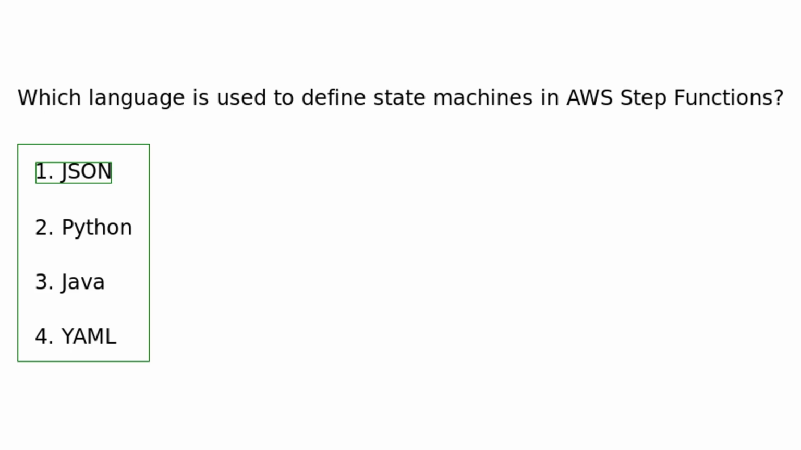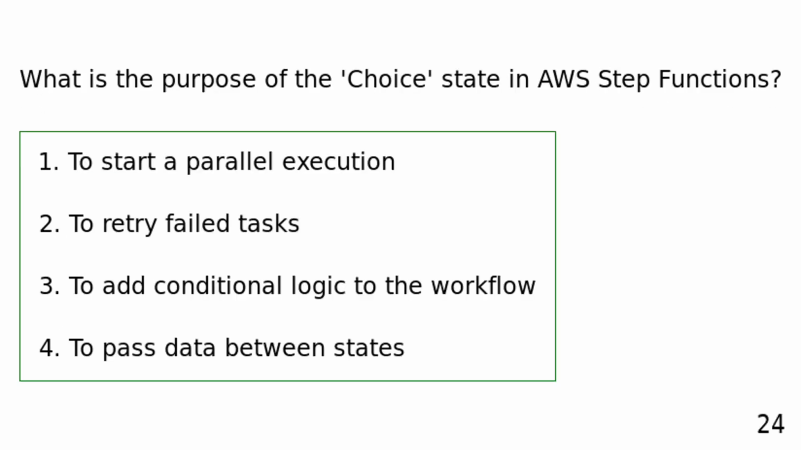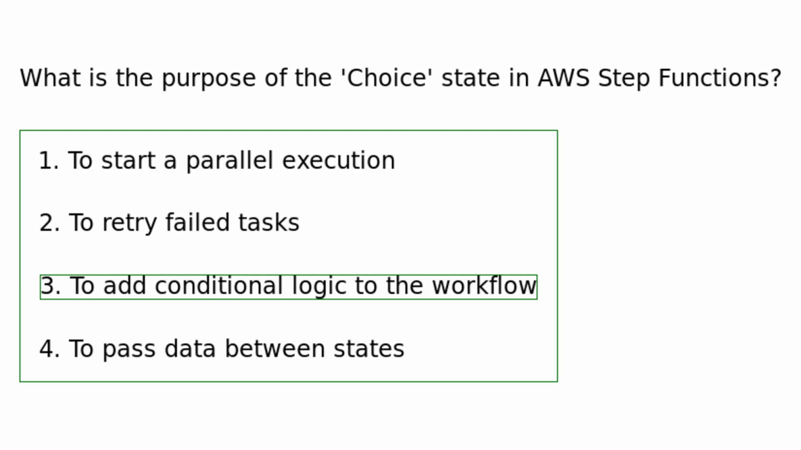What is the purpose of the choice state in AWS Step Functions? To start a parallel execution. To retry failed tasks. To add conditional logic to the workflow. To pass data between states. The choice state in AWS Step Functions allows you to add conditional logic to your workflow, directing the flow based on the output of a previous task or predefined conditions.